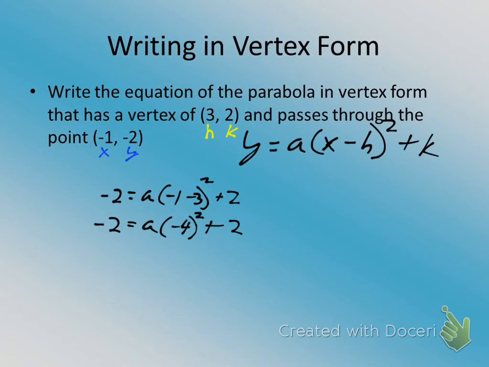2 birds here. I'm going to subtract 2. Actually, 3 birds, I guess. Subtract 2 to give me negative 4. Negative 4 squared gives me 16. I'm going to flip. I'm going to put 16 in front of A so it looks like normal, okay? Everybody good? Divide by 16 to give you A equals what? Negative 1/4.